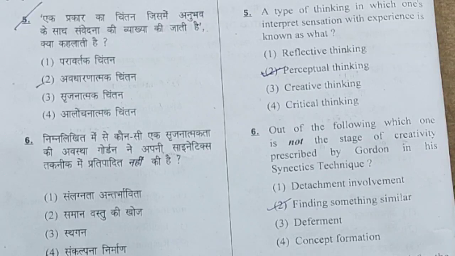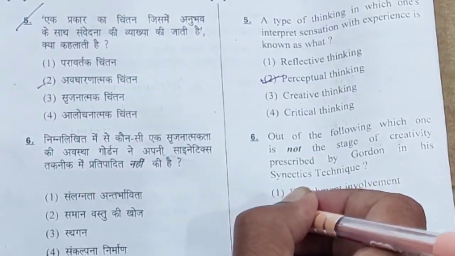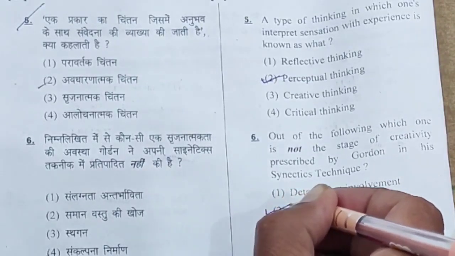Now question 6, out of the following, which one is not the stage of creativity prescribed by Gordon in his synectics technique? Option 1, detachment involvement. Option 2, finding something similar. Option 3, deferment. Option 4, concept formation. The correct answer is option 2, finding something similar.